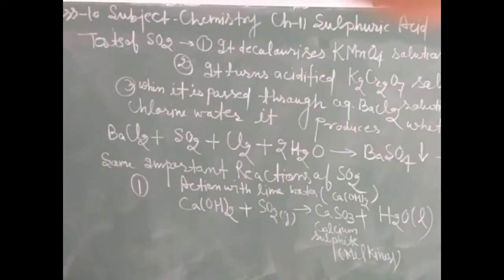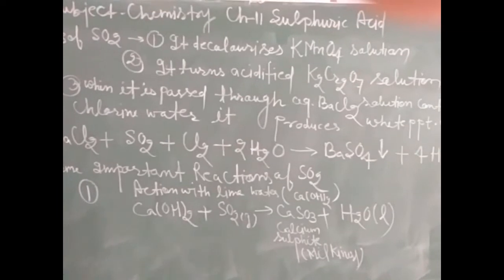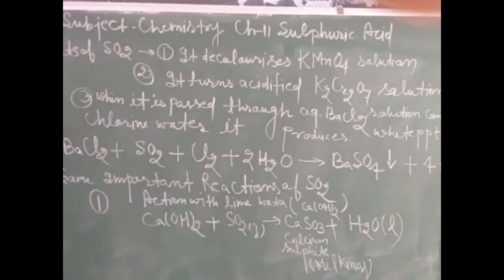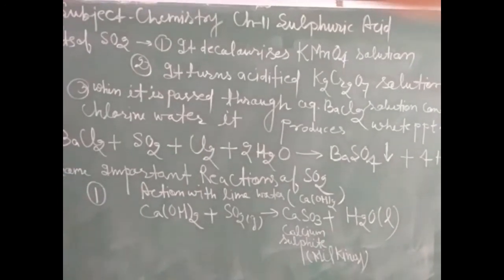Today we will discuss some tests of sulfur dioxide. The first test of sulfur dioxide is that it decolorizes potassium permanganate, KMnO4, solution.